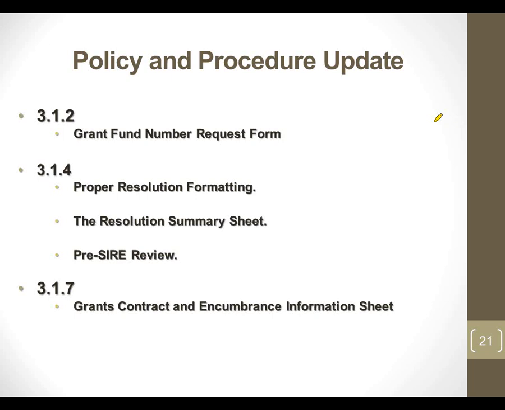So we've now updated the policy and procedure manual that was rolled out in June with a second version. This is policy and procedure 2.0, if you will, and we've included the items we've covered during the last webinar, the last one we did Thursday, and this one. So you'll see the 3 sections that have been updated: 3.1.2 to include the grant fund number request form, and then those 3 items we covered last Thursday are covered in 3.1.4. And then lastly, the policy and procedure is updated to include the grants contract and encumbrance information sheet. So if you can, please navigate over to the grants office webpage, take a look at the policy and procedure manual as we've updated it. We've got a couple other changes that are going to come about very soon. But this is a live document.